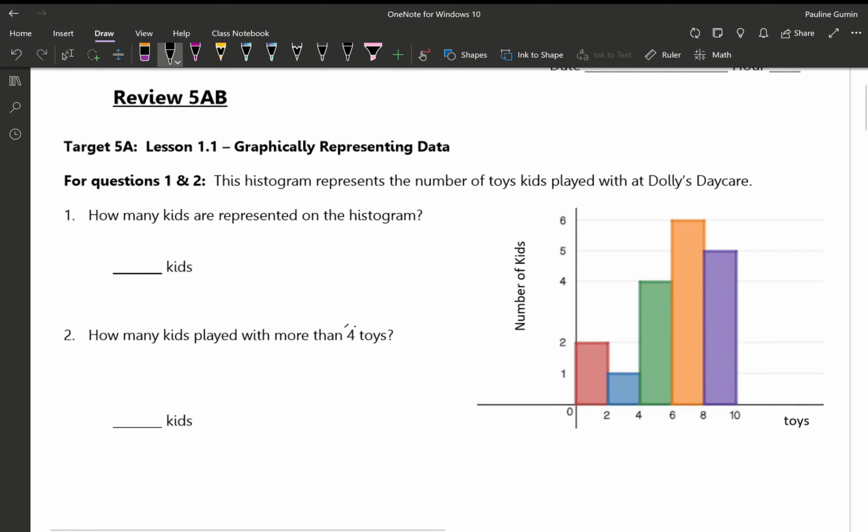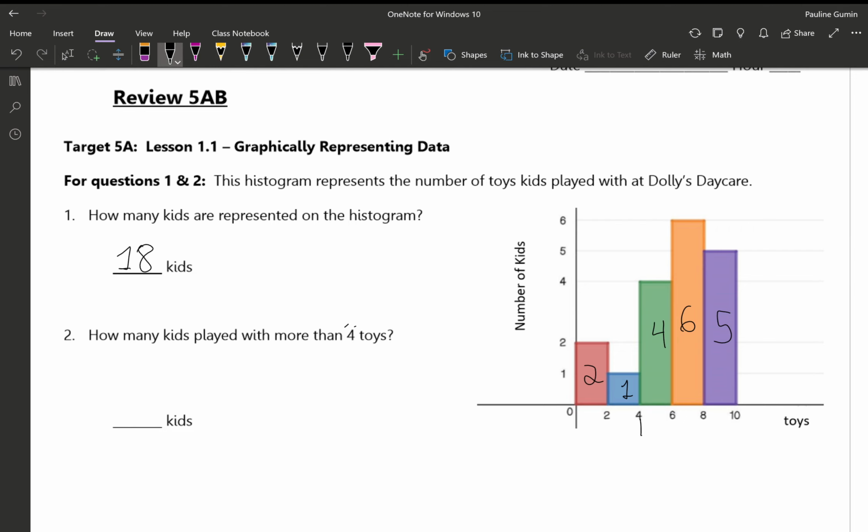What we're going to do is see the height of each of these bars. This first bar goes up to 2, then 1, 4, 6, and 5. I add all those numbers up. That's 18 kids.